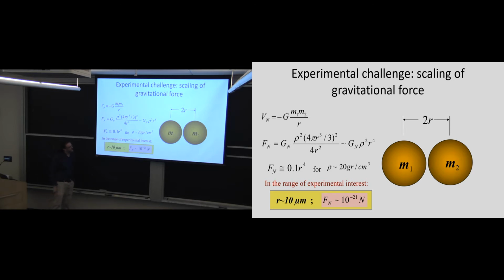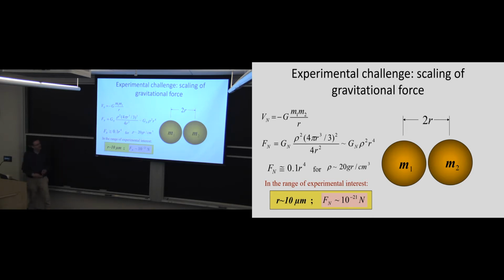And so taking objects that are as dense as I can find on Earth, on the order of, say, 20 grams per cubic centimeter, if I'm looking at the range of experimental interest, which is sort of at the 10, say, micron scale to pick a number, the force I need to detect here is at the level of 10 to the minus 21 newtons, which the prefix in SI is zeptonewton.